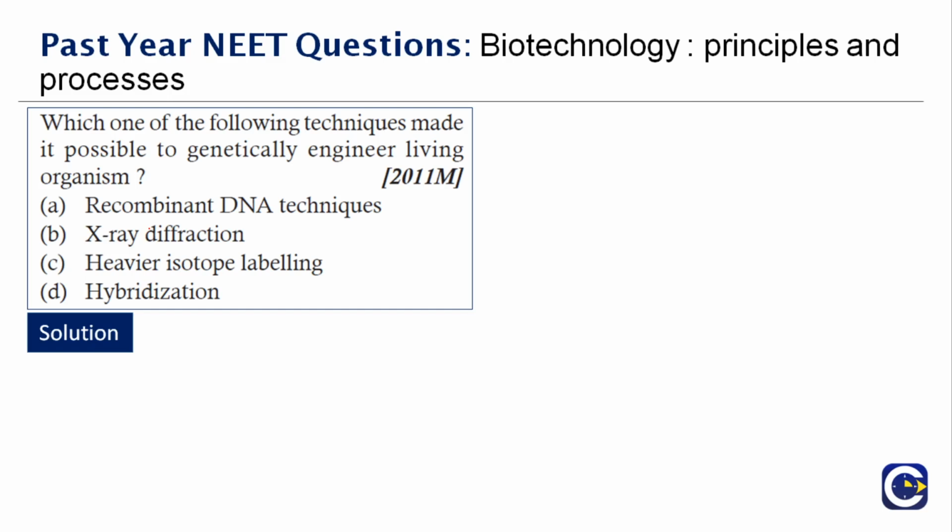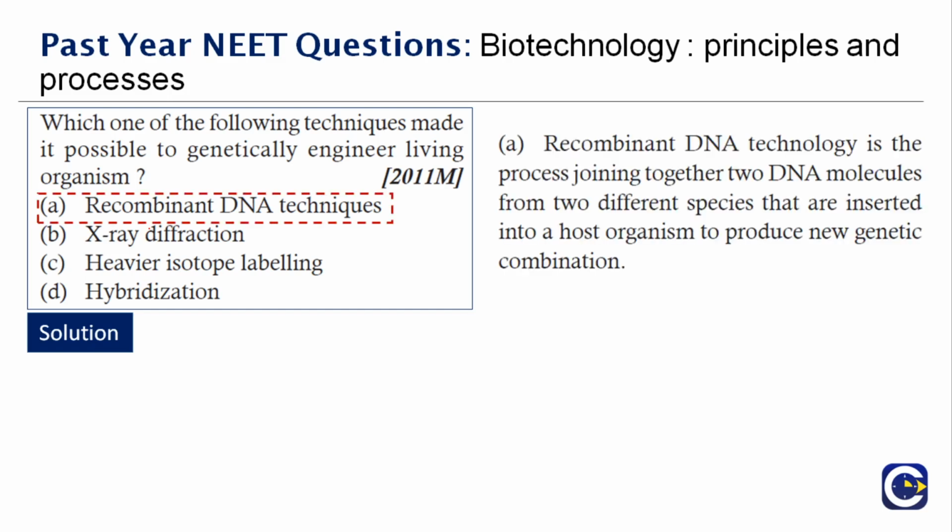Recombinant DNA technology is a process which helps us to join together 2 DNA molecules from 2 different species that are inserted with the help of a host organism to produce a new genetic combination of the organism. Therefore, the correct answer is option A.